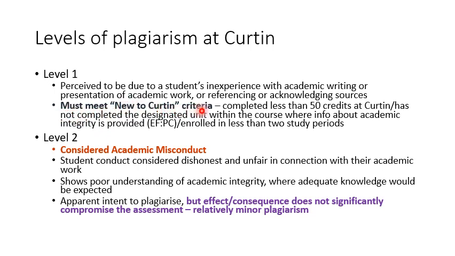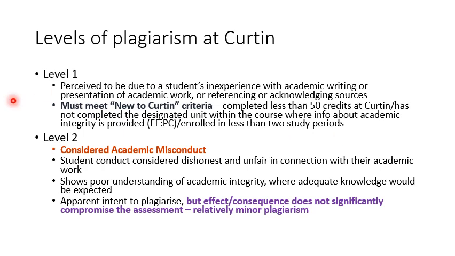So how do you qualify for new to Curtin? You have to complete less than 50 credits at Curtin, or you haven't completed the designated unit within the course where information about academic integrity is provided. Previously it was EFPC, now I think it's called EFDPC, and you have been enrolled in less than 2 study periods. So in general, level 1 only applies to engineering first year students in their first semester.